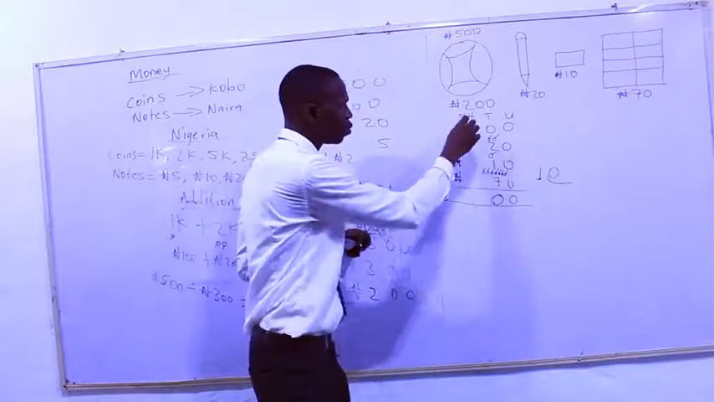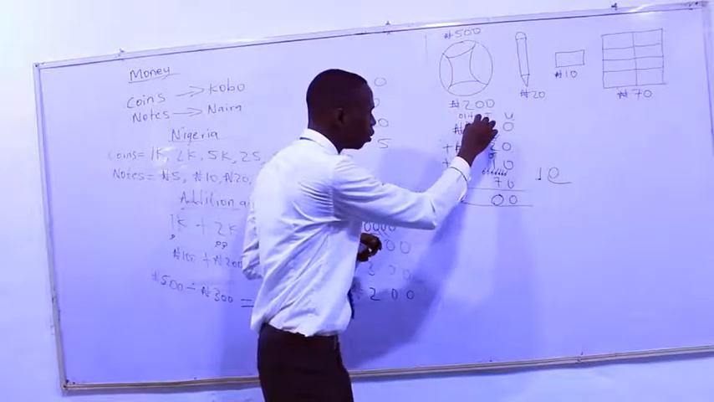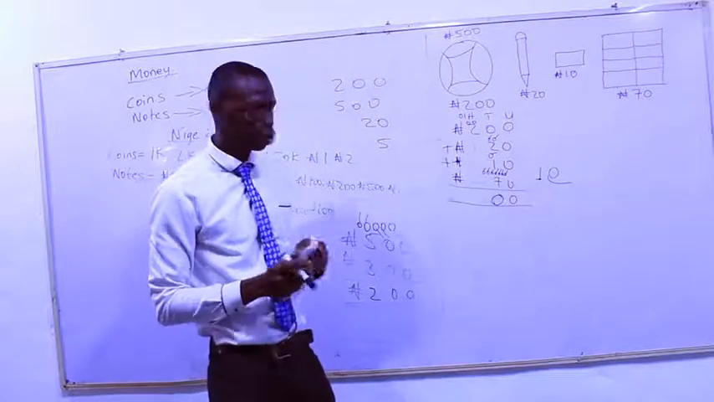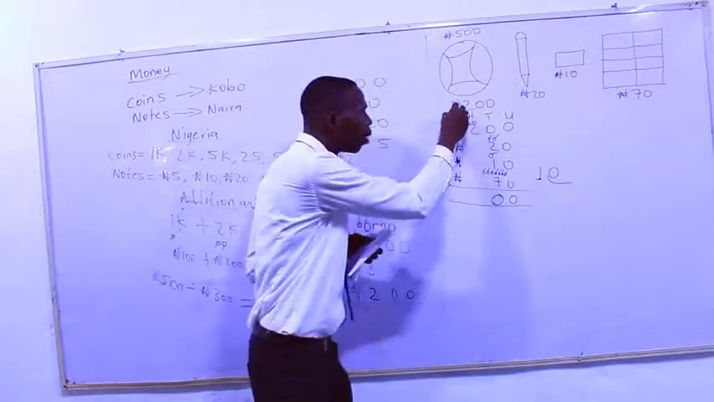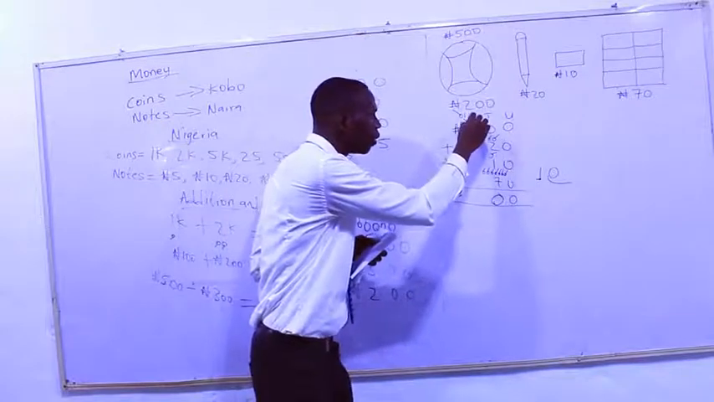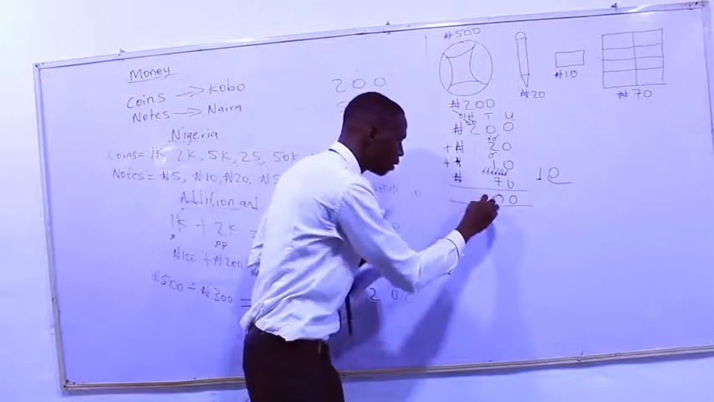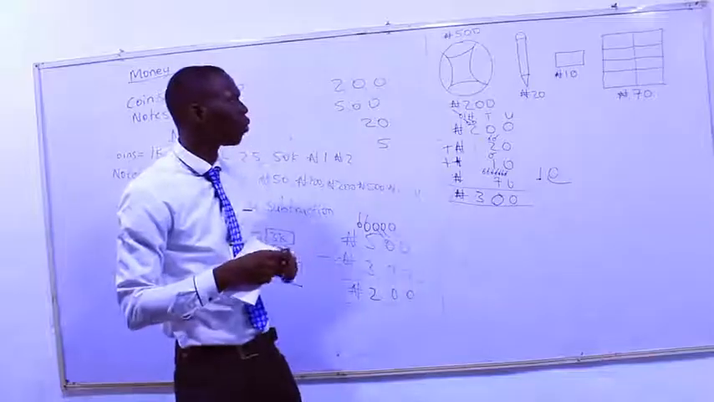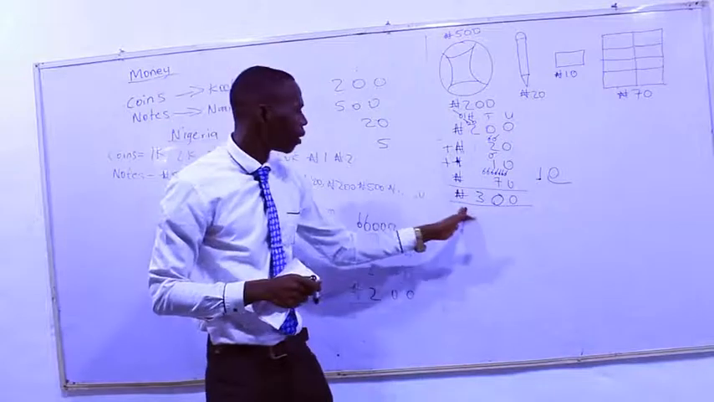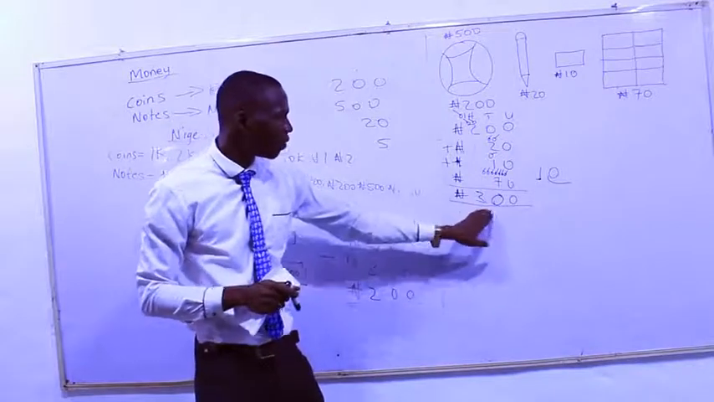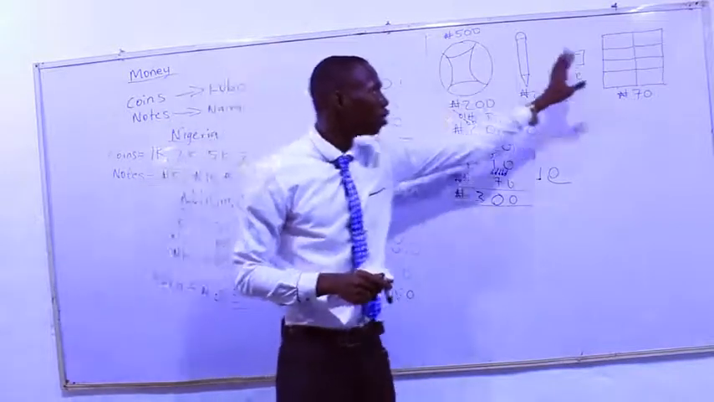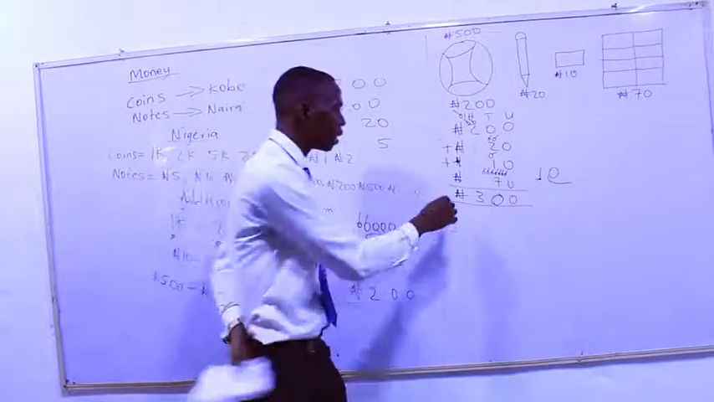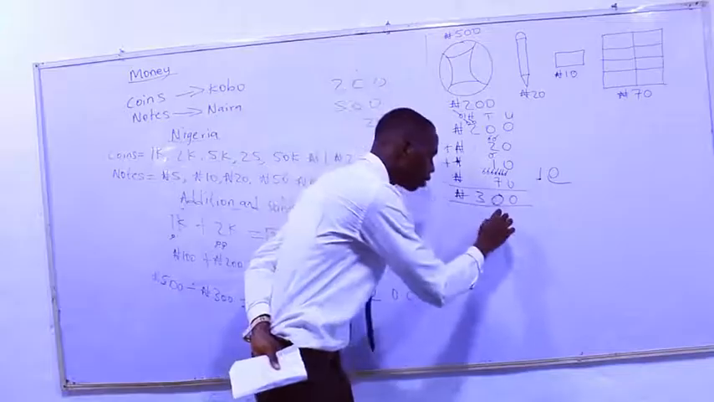What is here? This is 2. We count it: 1, 2. Don't forget there's 1 here. Join all of them together: 1, 2, 3. Write it. 3. So how much are you going to spend? You will spend 300. All the things you want, added up, is just 300 naira.